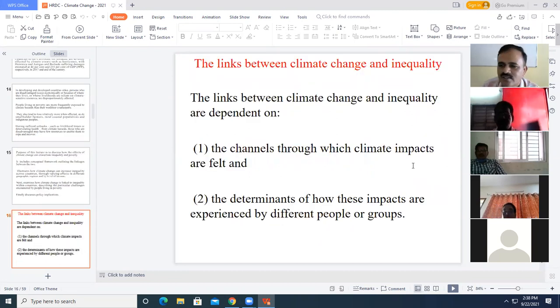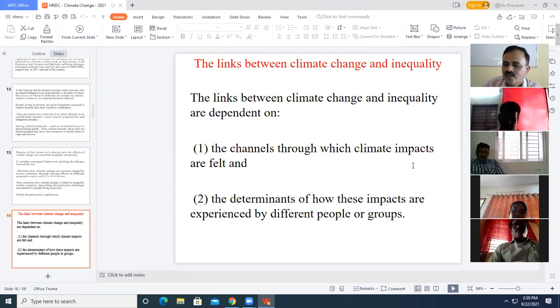The first subtopic is the links between climate change and inequality and poverty. This link can be studied with the channels through which climate impacts are felt, and the second is determinants of how these impacts are experienced by different people or groups. So the channels through which climate change impacts people, and the second one is, what are the determinants of this disproportionate impact. That's why the focus of this talk is the disproportionate effect of climate change, because of the poverty and inequality aspects.